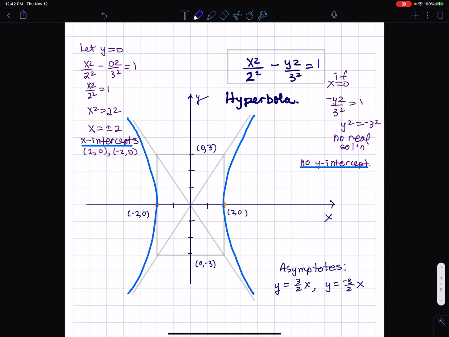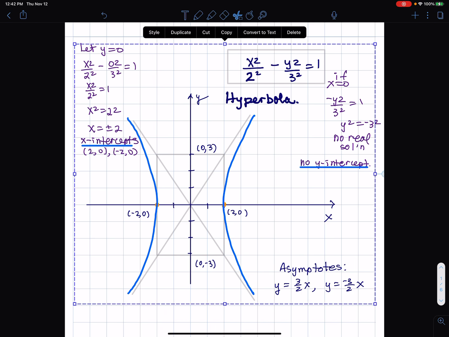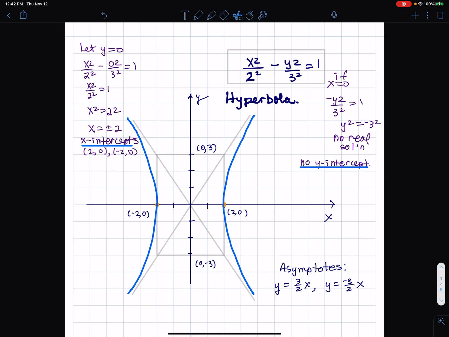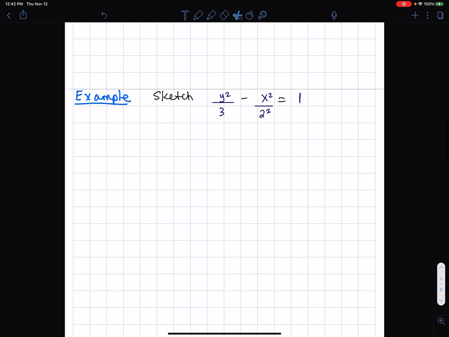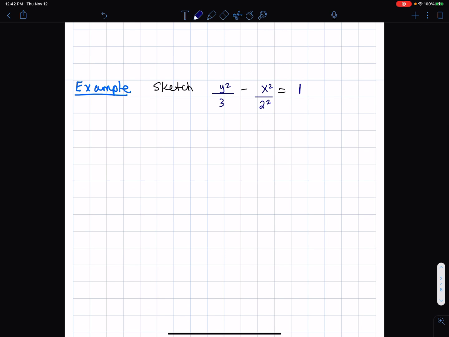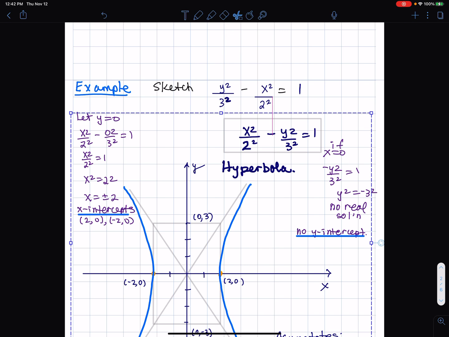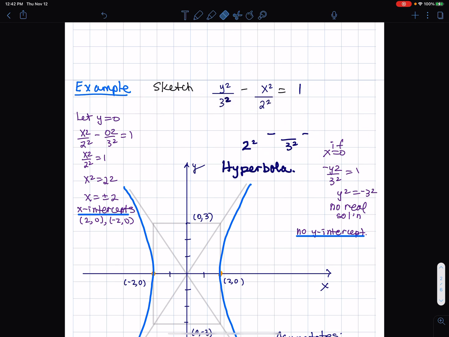Now I'm going to cut and paste this and recycle all this stuff for my next problem. This is x squared divided by 2 squared minus y squared divided by 3 squared equals 1. If we turn it around and get y squared over 3 squared minus x squared over 2 squared equals 1, then, well, let's do it. How does that look any different? So I'm going to go back and erase a lot of this junk.